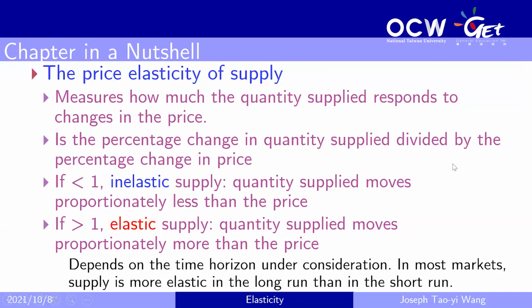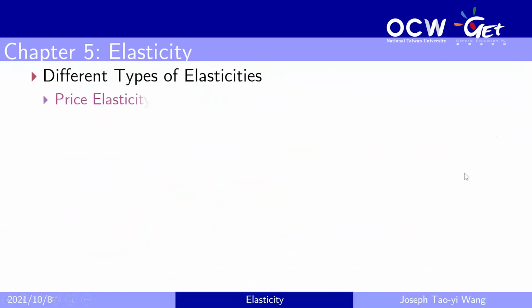And we have inelastic supply if price elasticity is smaller than 1. And in particular here, we talk about the short run versus the long run. Price elasticity is larger in the long run. Okay, so here's my one-page summary.